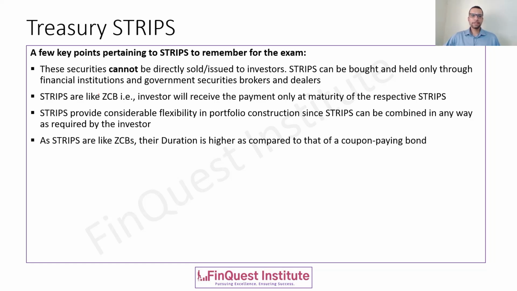Then, as we mentioned, strips are just like zero coupon bonds. That is, the investor is going to receive a payment only at maturity, because we know the characteristics of zero coupon bonds, where we receive only one single cash flow at maturity. So the same idea applies for strips as well. The advantage of strips, from a broad portfolio perspective, is that they give a lot of flexibility in portfolio construction, because strips can be combined in any way as required by the investor to construct their portfolios.